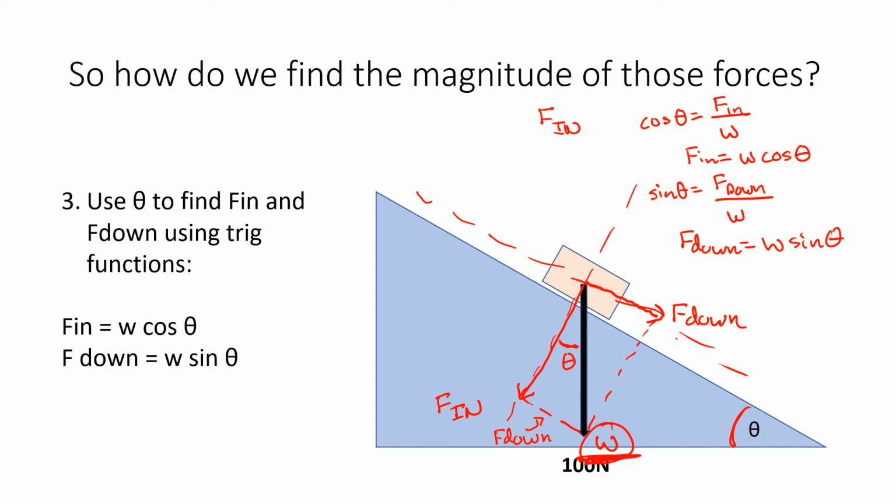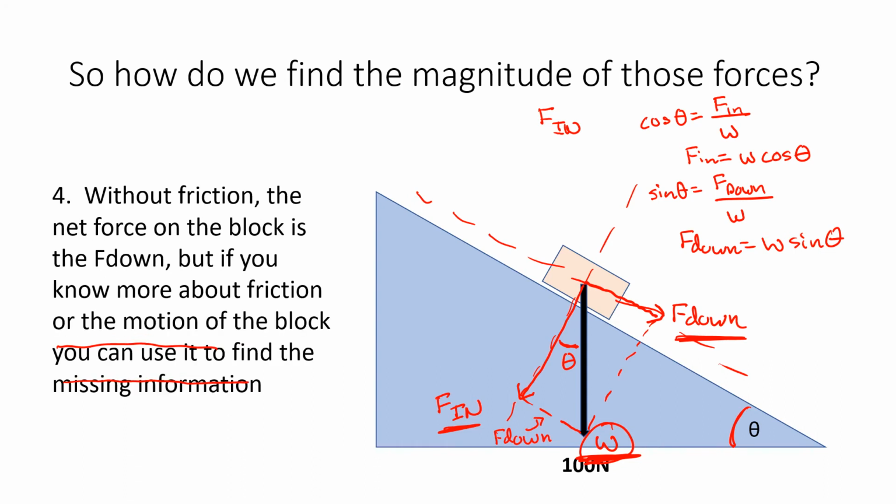So if we want to know the magnitude of these two forces, we have our functions now. We have F_n equals weight cosine theta, and F_down equals weight sine theta. Without friction, the net force on the block is F_down. Without friction, the net force on this block would be F_down, right? Because F_n is going to be canceled out by the normal force going straight up.